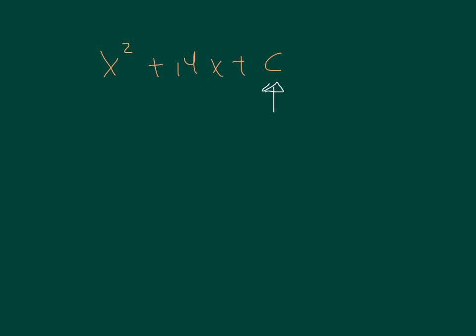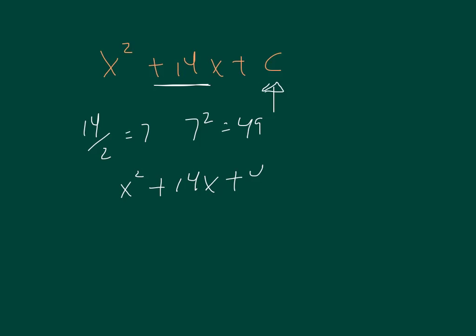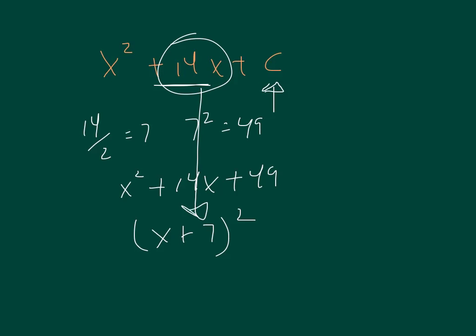Like take this value of c. What would the value of c be to make this all work out to be really nice? Well, take half of 14. Half of 14 is equal to 7, and 7 squared is 49. So if you had x squared plus 14x plus 49, that would be x plus 7 all squared. You see, half of this value is going to be that number right there every time.